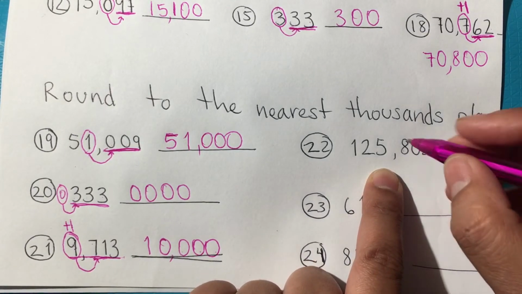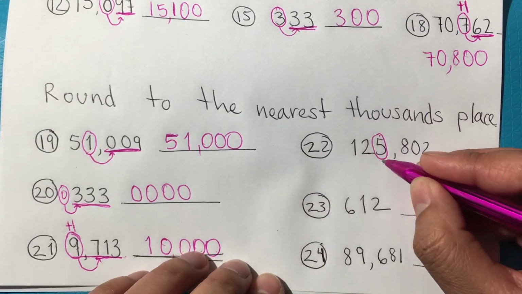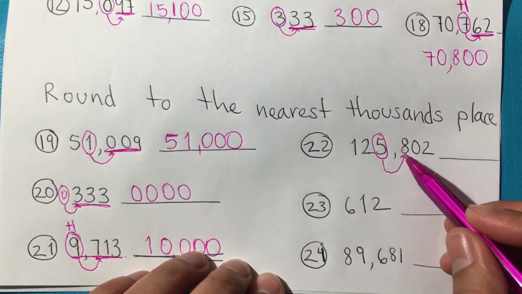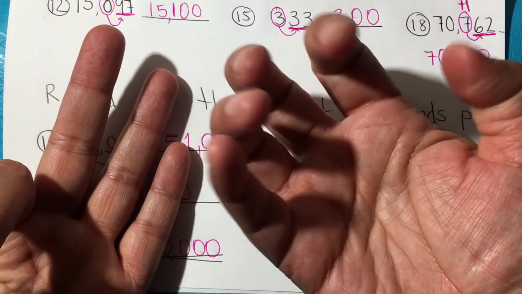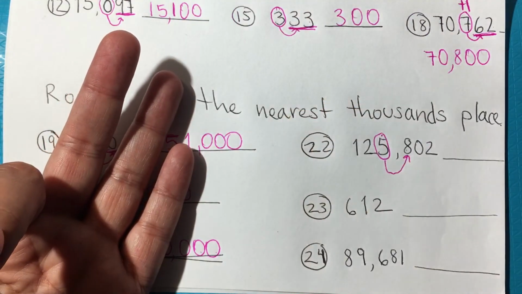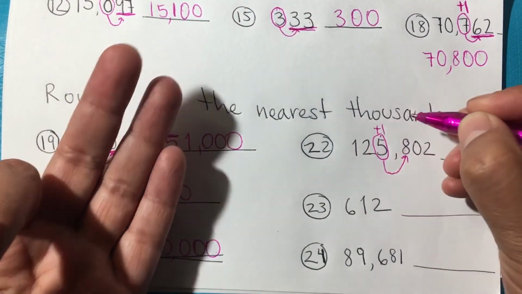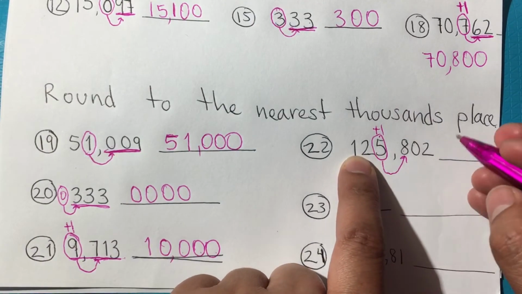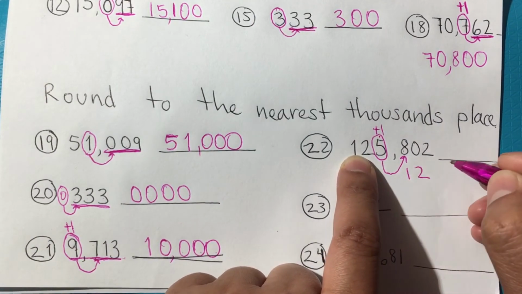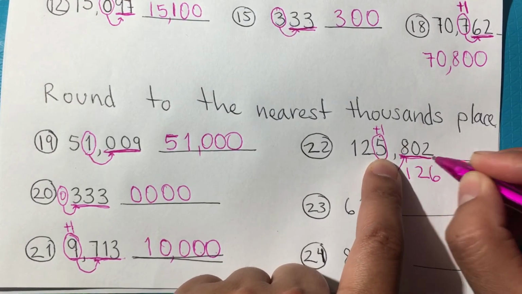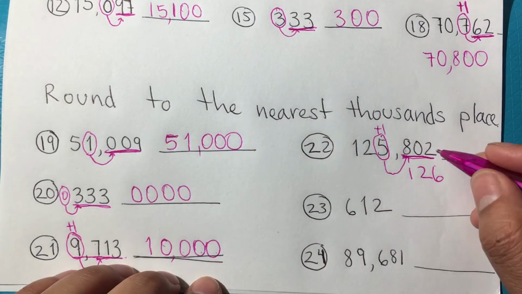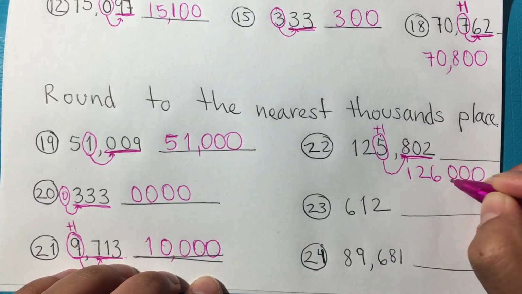Ones, tens, hundreds, thousands. 8. Can you give a hand? Yeah, you have 5 or more fingers, so plus 1 hand. On the left, it stays the same. 5 plus 1 is 6, and the rest to the right becomes 0, 1, 2, 3 zeros.